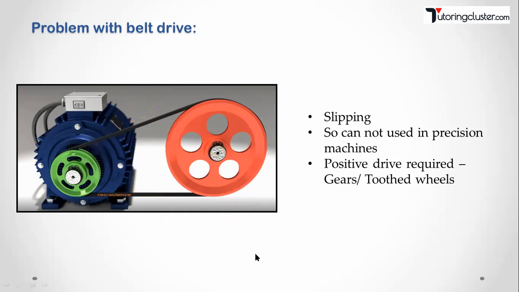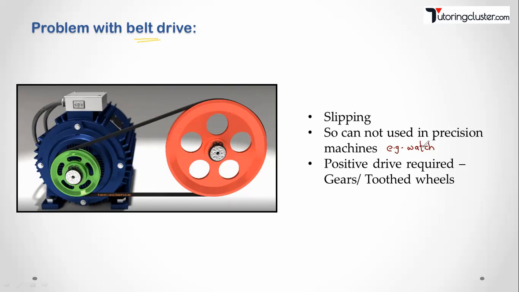Now, what happens if you are using a belt drive? The most common problem you have to face is slipping. क्या होता है? ये जो belt है, it gets slip from this pulley. Slipping होता है, right? Second, if there are certain precision machines, for example, let's say watches, which we use to see the time, उसमें भी it is an application of gears only.